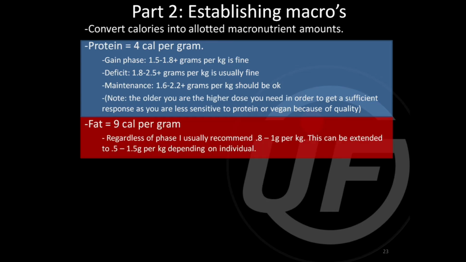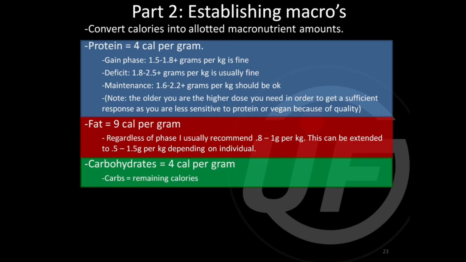All right, so then fat, and I'm going to explain how we actually do the maths next slide, so I'm trying to go quick. Fat is 9 calories per gram. Okay, so it's considerably higher per gram than protein and carbs. Carbs is also 4. Regardless of the phase, I usually recommend 0.8 grams to 1 gram per kilo. This can be extended, usually in a deficit phase, to 0.5, sometimes even up to 1.5, depending on the individual for various reasons. But anywhere from like 0.6, 0.7 to 1, usually good range.